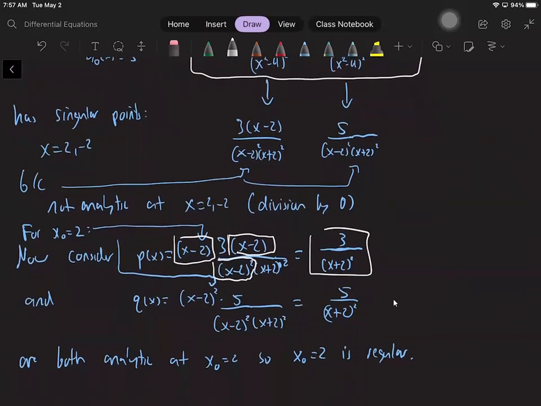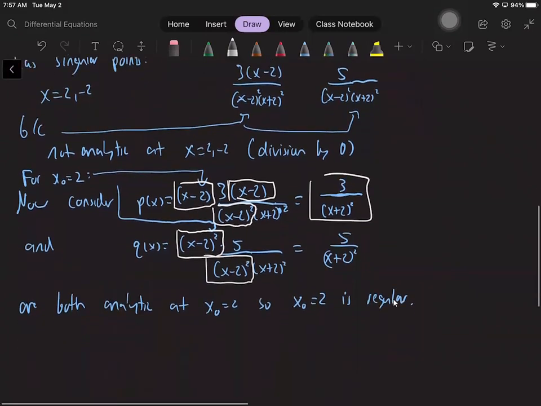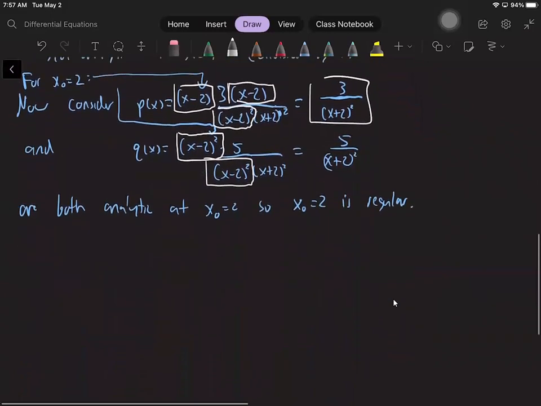And then for q of x, I multiply by 2 of them to cancel these 2, and so there are enough to cancel them all away. If there were more powers of x minus 2 on the bottom, then this wouldn't work. It would not be analytic, and that's going to happen for x equals -2.